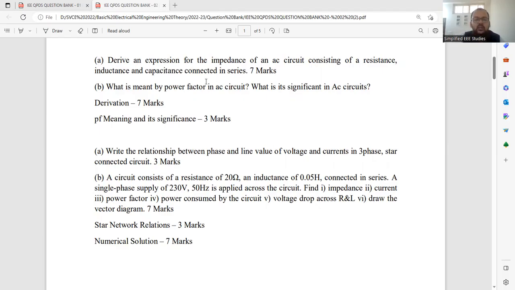Derive an expression for impedance of the AC circuit comprising resistance, inductance, and capacitance connected, RLC circuit basically. So you have to derive, draw the phasor diagram, and in that you have to apply the parallelogram law, or you can directly apply the vector rule and easily calculate. There are several methods. What is power factor? Explain the definition of power factor and we can explain the significance.